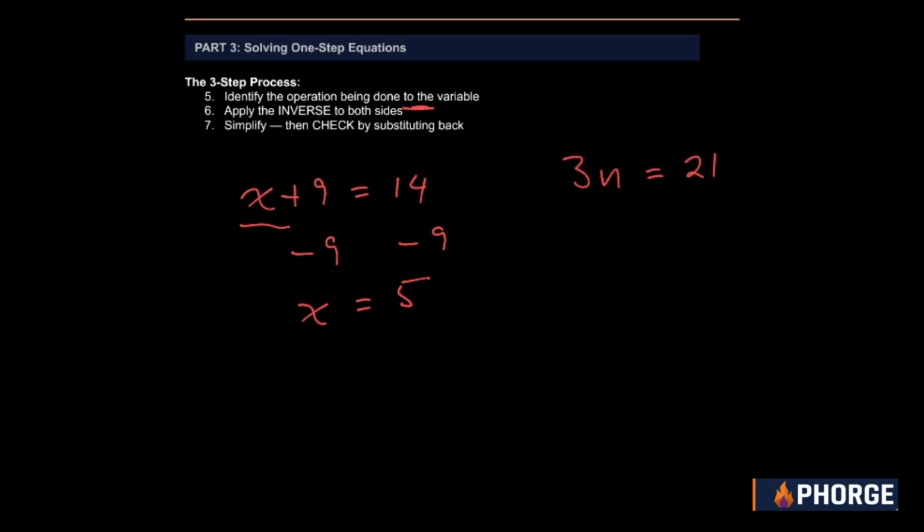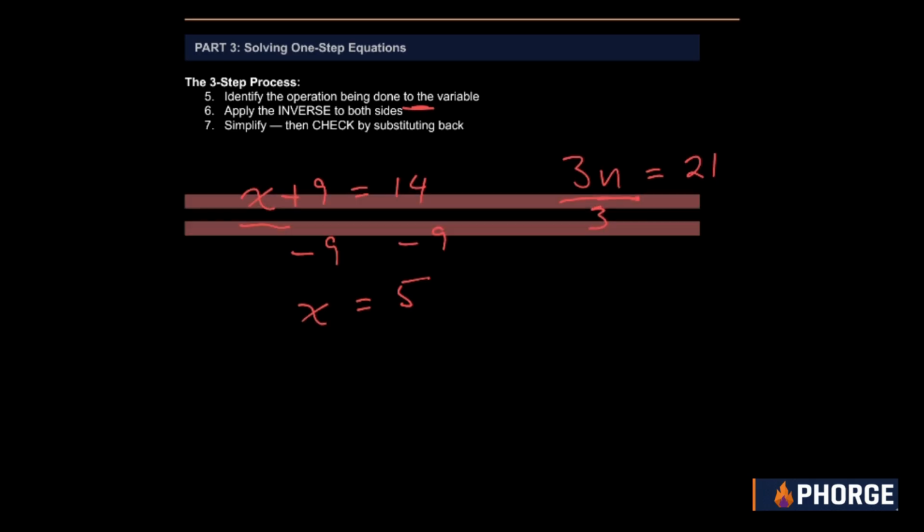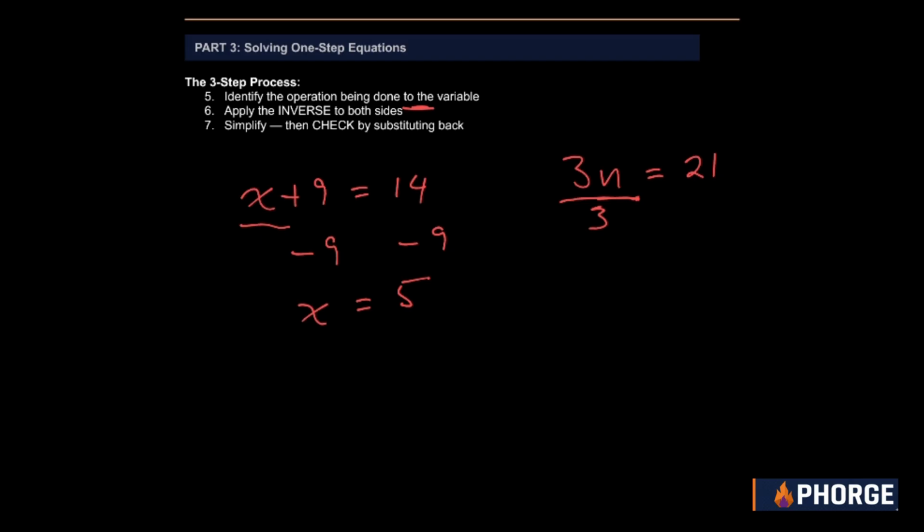What is happening to the variable? Let's go back to the top. The variable is n. What are we doing to it? 3 times n. What's the opposite of multiplication? Division. So what I do is I write a line under the 3 like that, making it a fraction, and these cancel out. Always remember both sides. Whatever you do on one side, do to the other side of the equation.